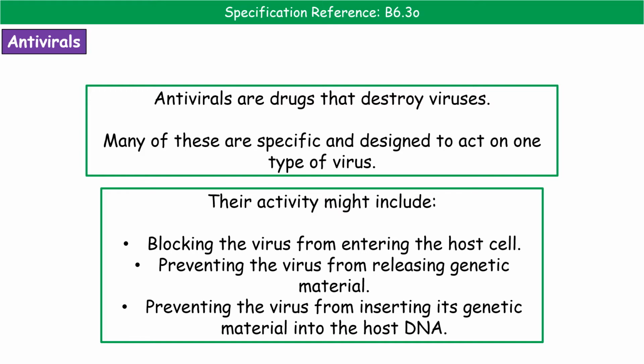If we want to try to treat an infection caused by a virus, then we have to use antiviral drugs. So they will act on one particular type of virus, and the way that they're going to act and stop this infection varies depending on the antiviral we're looking at. So some will just block the virus from entering the host cell. They can't enter the host cell, it can't replicate. Others prevent it releasing the genetic material, obviously stops replication again. And some others will actually prevent the virus from inserting that genetic material into the host DNA. So all of them prevent virus replication, but just in a slightly different way.